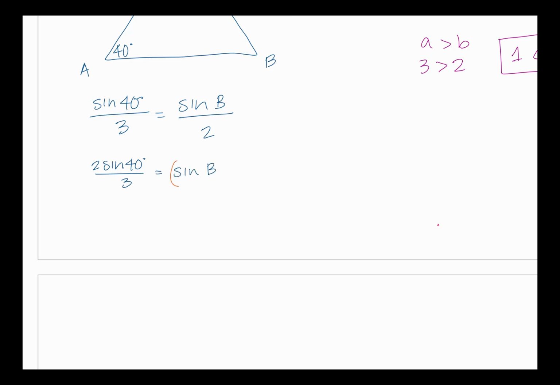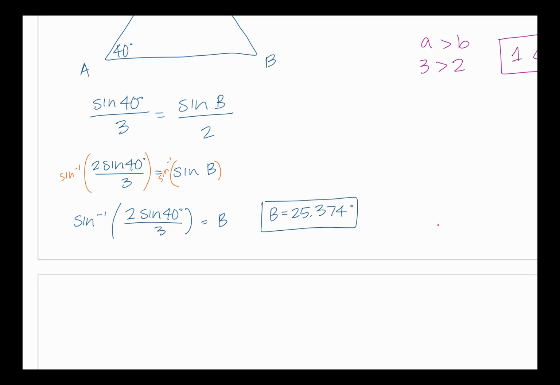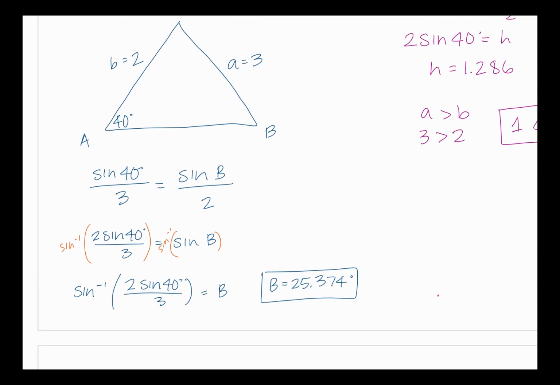Now I need to take the inverse sine. It always goes in front. The inverse sine of both sides. And so what I want to see is that we have the inverse sine of 2 sine of 40 over 3 equals B. And so when I do that, I find out that B is equal to 25.374 degrees. So I've now found this angle, and so we can write that in there if we want. This is 25.374 degrees. And you could save that in your calculator.